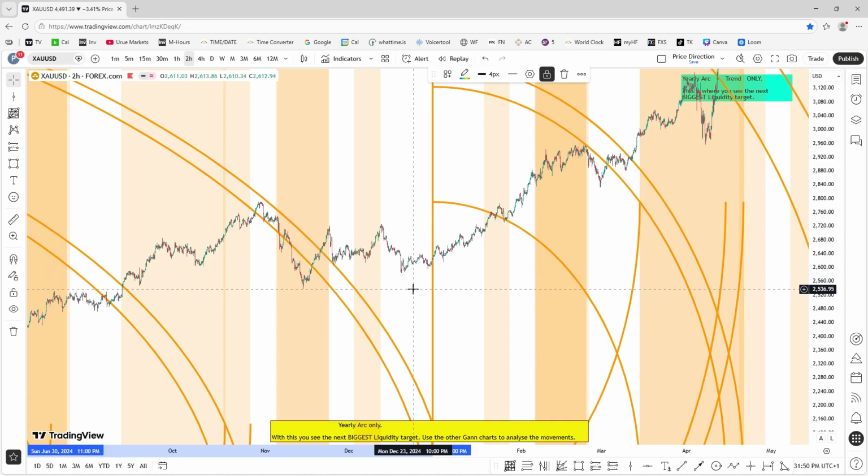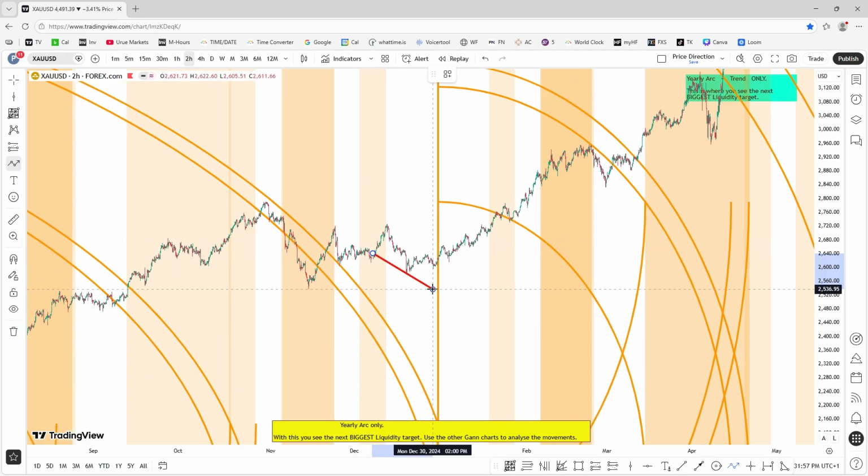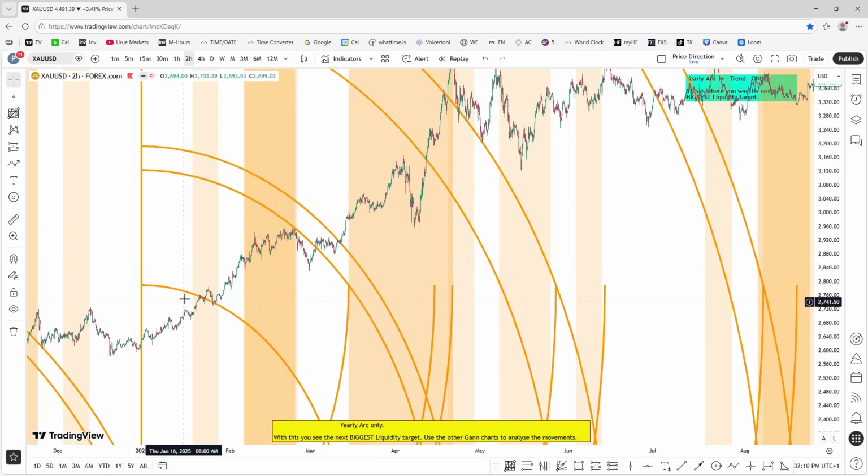Our quarterly Gann arc came out somewhere here and said, you know what? I'm going to push this price even higher. So the arc curved here, slapped price up. And so when we enter 2025, price just kept going up, up, up.